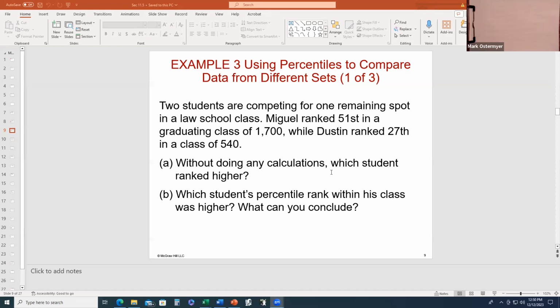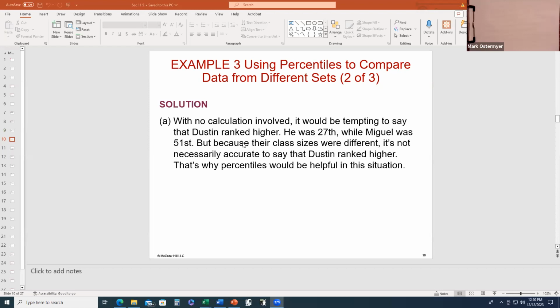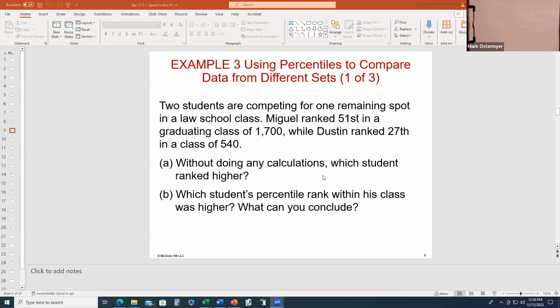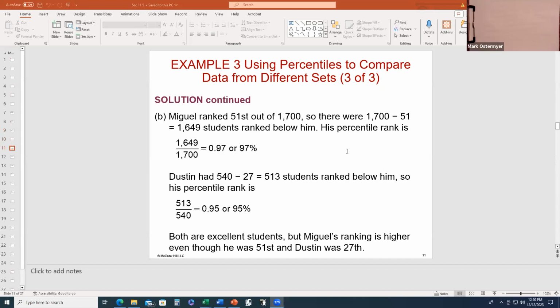All right, so here we go. How do we find what percentile Miguel's ranking is and Dustin's ranking is here? Well, let's work on Miguel's ranking first. He ranked 51st out of 1,700 students. So what does that mean, ladies and gentlemen? 51st. Now, be careful. 51st is not a percentile. This means that Miguel's rank was 51st out of 1,700 students.